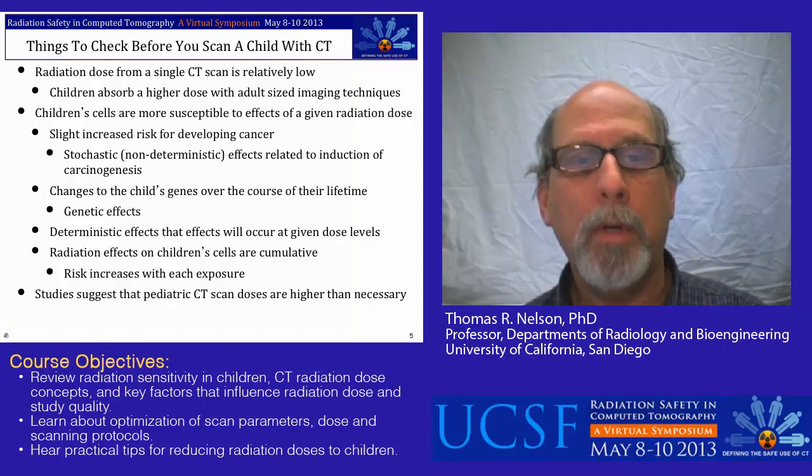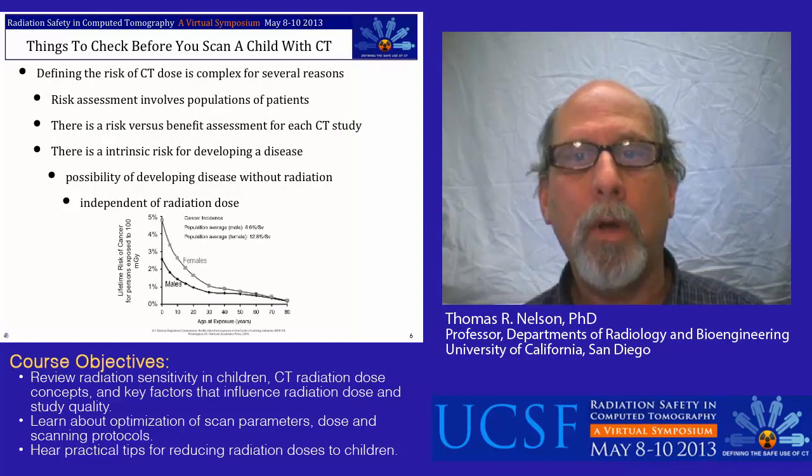Additionally, there may be changes to the child's genes over the course of their lifetime, and these genetic effects can be passed on to their offspring. Finally, deterministic effects will occur at given dose levels, and these are among the most readily visible that we identify. Radiation effects on children's cells are cumulative, and the risk increases with each exposure. Thus, some studies suggest that pediatric CT scan doses are higher than necessary, and we need to be particularly vigilant in small children.